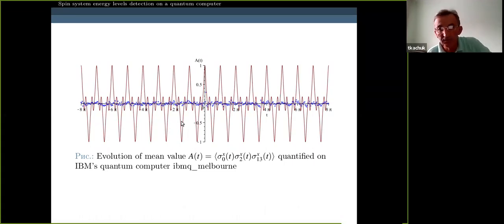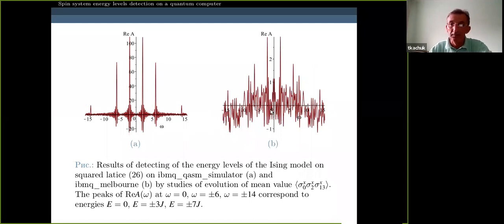When we looked at this result for the first time, we thought it was impossible to get energy levels, because of this analytical result, the red line, and the blue, which is the result obtained with the quantum computer. It seems impossible to find energy levels from this result, but nevertheless, we tried the Fourier transformation. What do we find? The result for the real quantum computer is presented here, not so good, but nevertheless, let us compare this result with the result obtained with a quantum simulator.